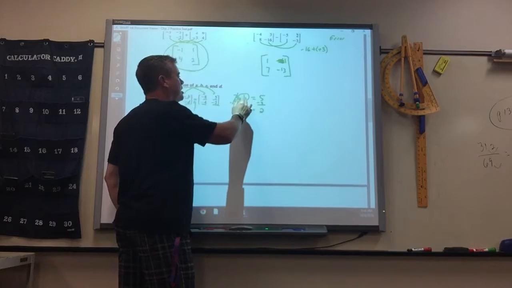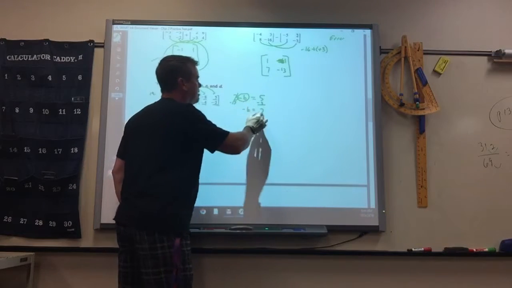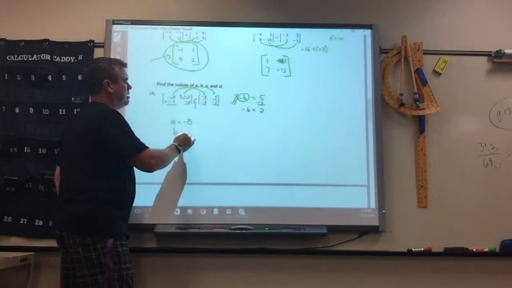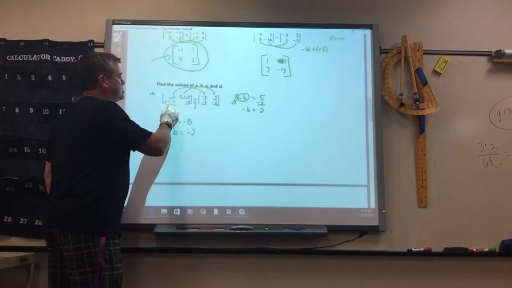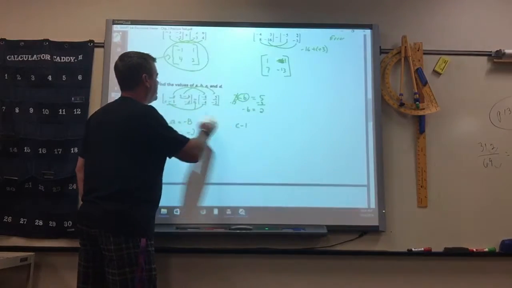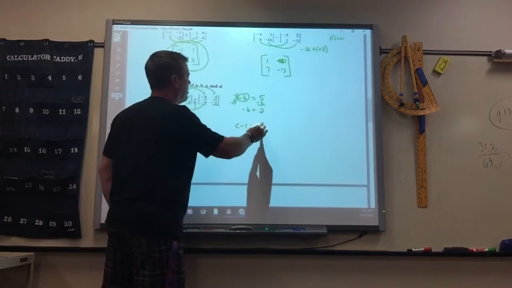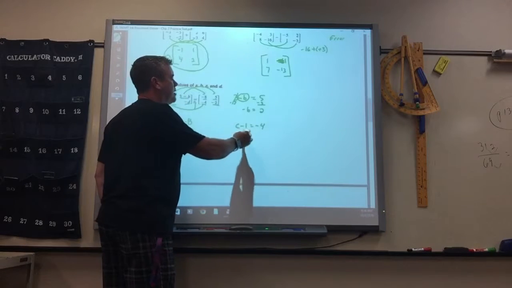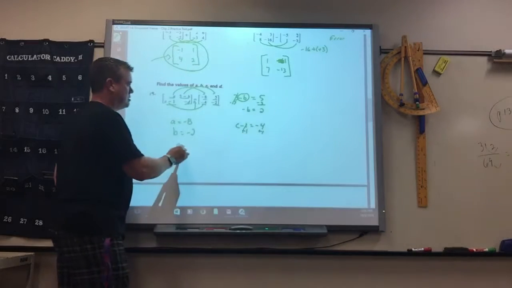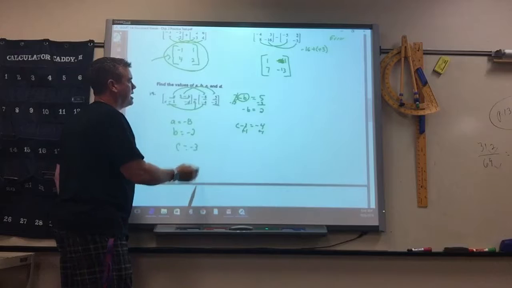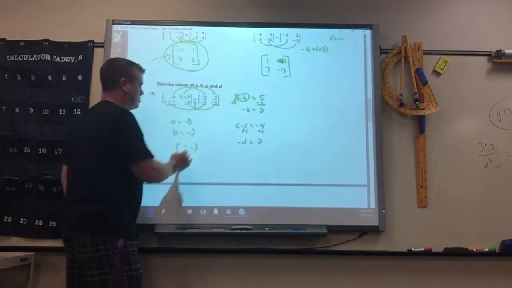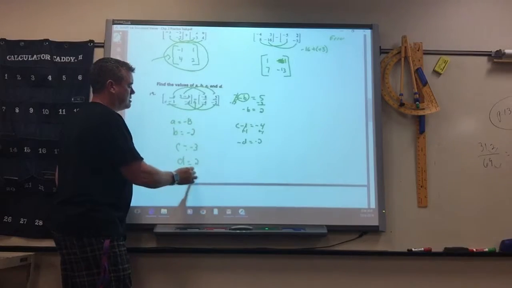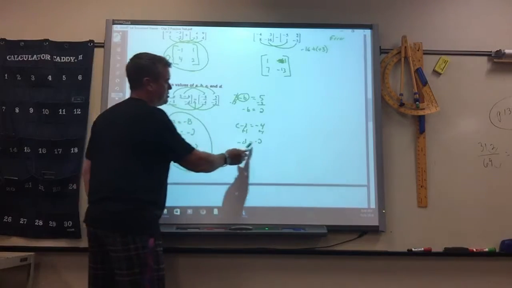So don't forget that's still a negative B. So if negative B is 2, what's positive B? Negative 2. Change the sign, change the sign. C minus 1 has to equal a negative 4. So you just add 1, and you get C equals negative 3. And then here, negative D equals negative 2. So positive D equals positive 2. Just change the sign, change the sign.